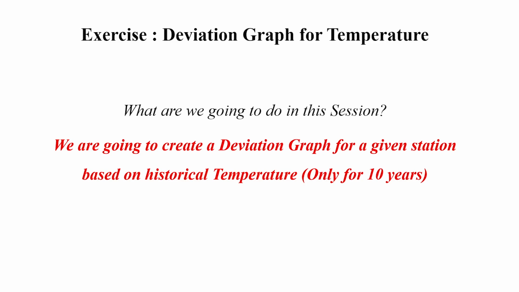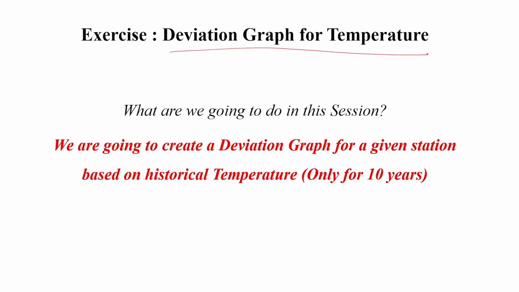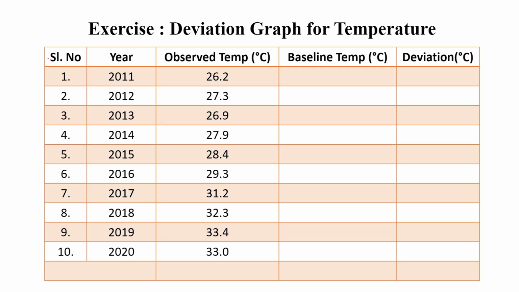So, in this exercise we will create a deviation graph for temperature. For rainfall the procedure remains the same, you can follow the same procedure. You are going to create a deviation graph for a given station based on historical temperature. Here we are only doing it for 10 years. We have 10 years of data from 2011 to 2020. This is the observed temperature for each year: 26, 27, 26.9, 27.9.